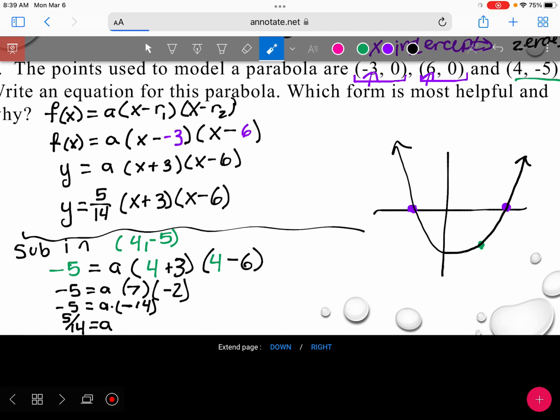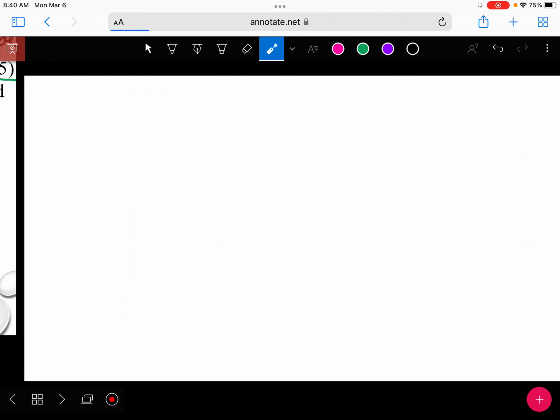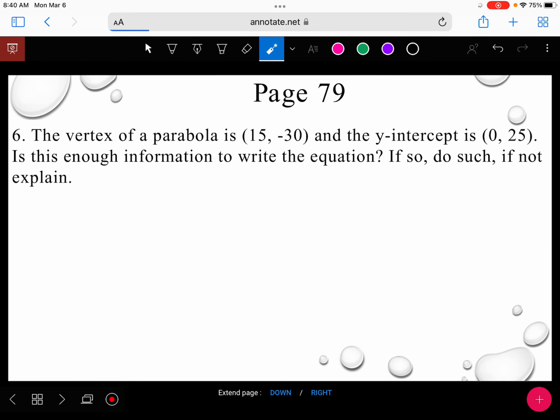So we're going to do the next one on this page, and that's going to be the last one for today. It's very, very similar vibe. We've worked with standard form. We've worked with factored form. Oh, snap. I wonder what's going to be next. We've got the vertex of a parabola here and its y-intercept. We're going to see if this is enough information to write the equation.